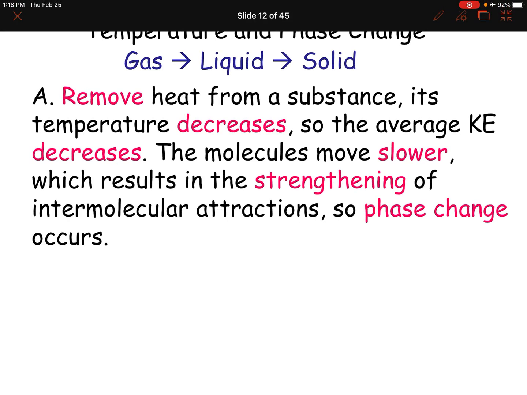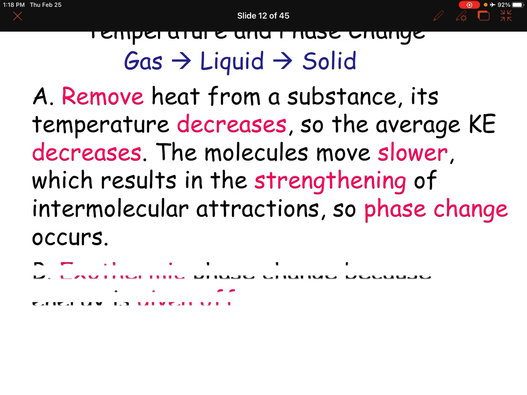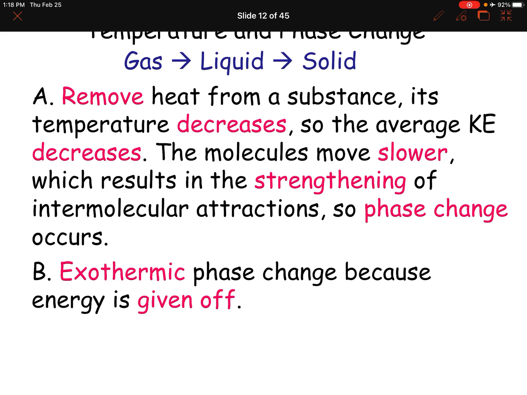The opposite is true. When you go from a gas to a liquid to a solid, when you're removing heat from the substance, your temperature will decrease. So average kinetic energy will also decrease. Those are synonyms. Molecules will move more slowly, which results in the strengthening of your intermolecular forces. And so that's when your phase change occurs. This is exothermic because we're giving off heat.